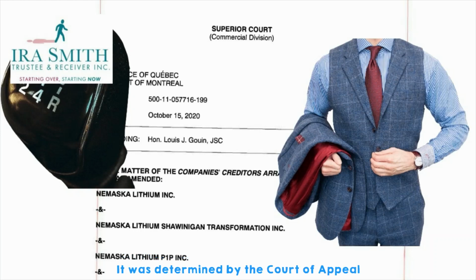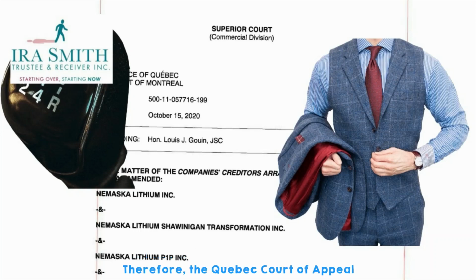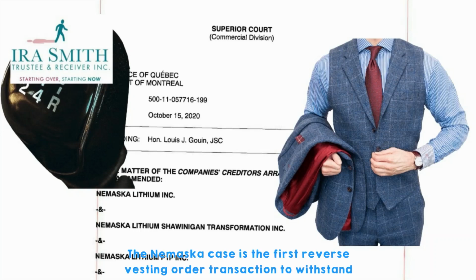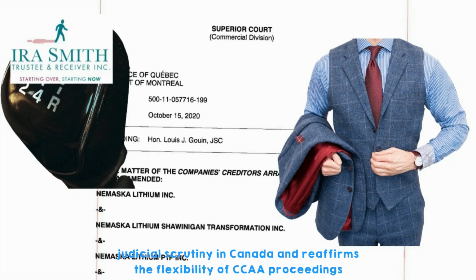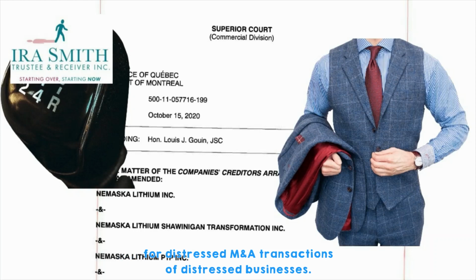It was determined by the Court of Appeal judge that the risk of potential harm to stakeholders outweighed any legal merits of any arguments raised by the opposing parties. Therefore, the Quebec Court of Appeal denied the leave to appeal the decision of the CCAA judge. The Nemaska case is the first reverse vesting order transaction to withstand judicial scrutiny in Canada and reaffirms the flexibility of CCAA proceedings for distressed M&A transactions of distressed businesses.